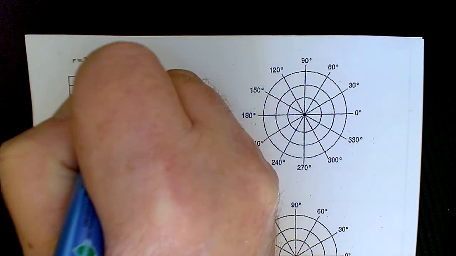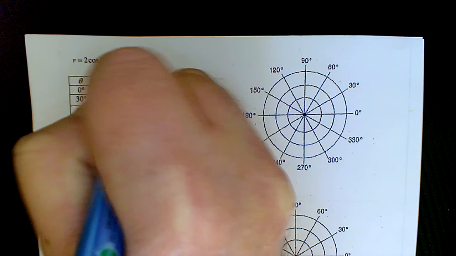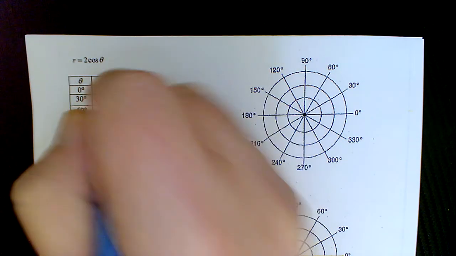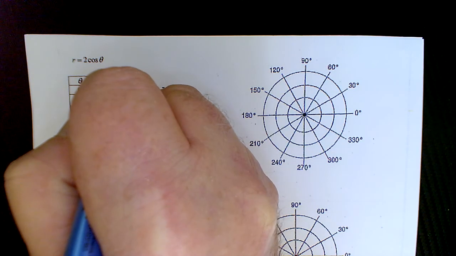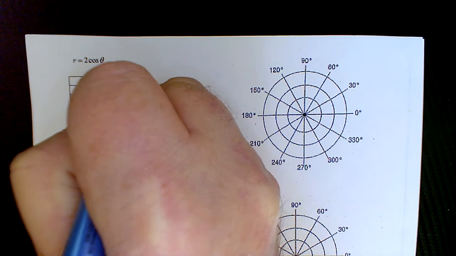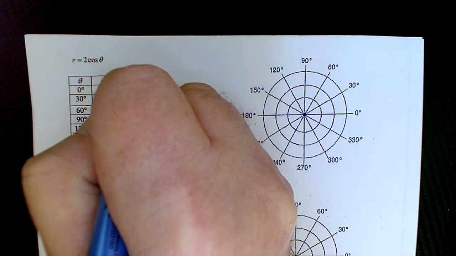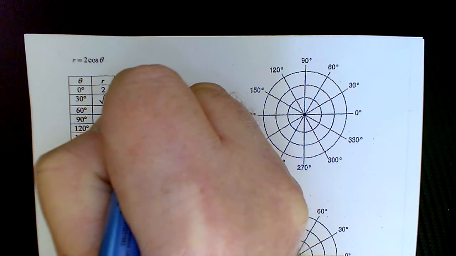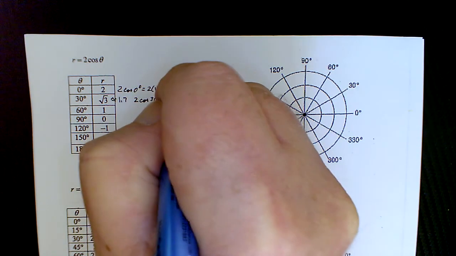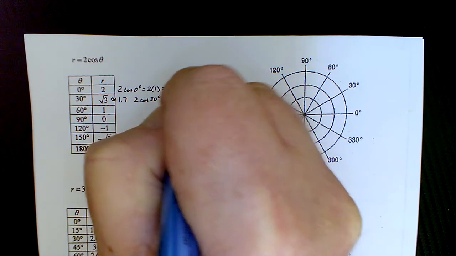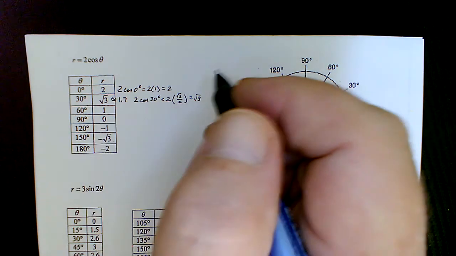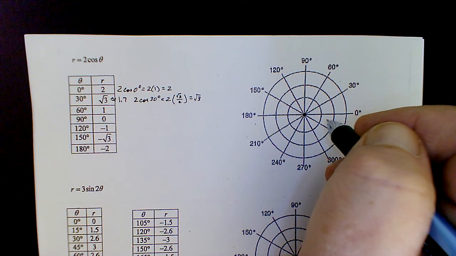So for example, here is 2 cosine 0 degrees. And cosine 0 is 1, so 2 times 1 is 2. Here, let me do this. The square root of 3 is approximately 1.7. But that came from 2 times the cosine of 30 degrees. And cosine of 30 is radical 3 over 2. So that's how I got the radical 3. And probably convert it to 1.7 so we can plot it efficiently.